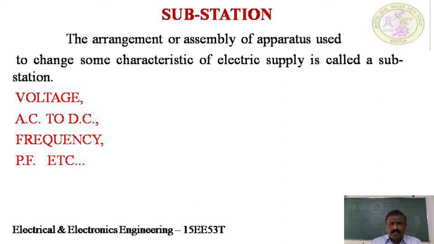A substation is an arrangement or assembly of equipment used to change some characteristics of electrical supply. So whenever you change some of the characteristics of electrical supply, we call it a substation. It may be the voltage magnitude, it may be AC to DC conversion, or it may be the frequency, or the power factor. Whenever you change these characteristics, that assembly or arrangement we call a substation.